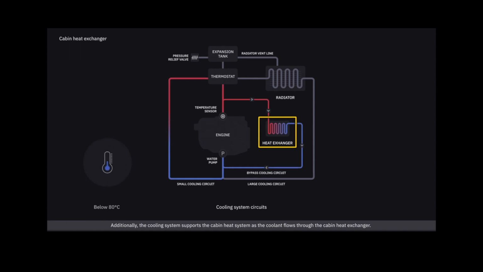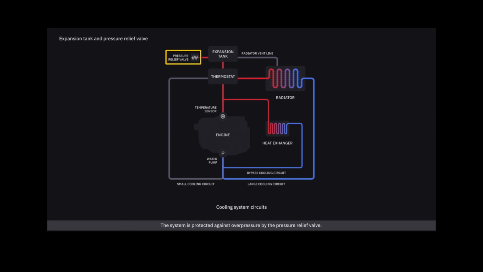Additionally, the cooling system supports the cabin heat system, as the coolant flows through the cabin heat exchanger. This circuit works regardless of the coolant temperature. The expansion tank regulates the pressure level. As the temperature of the coolant changes, so does the pressure. The system is protected against overpressure by the pressure relief valve.